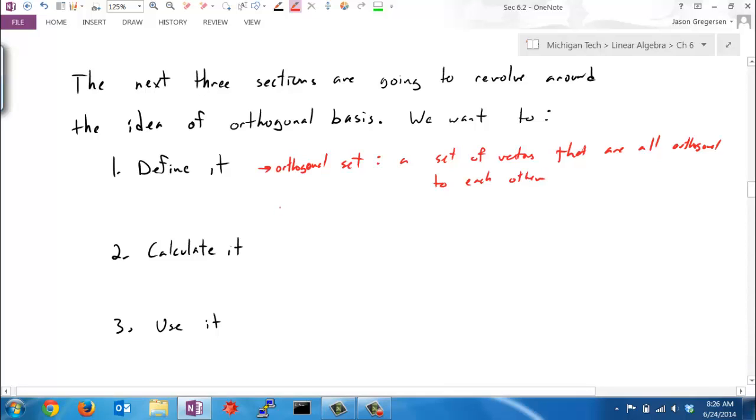From there, we're going to define an orthogonal basis. Anybody want to take a stab at this one? Orthogonal basis. Anybody? Orthogonal set that is also a basis. Bingo, right? It's a basis and it's also orthogonal. So pretty straightforward definitions here. It's a basis that is also an orthogonal set.